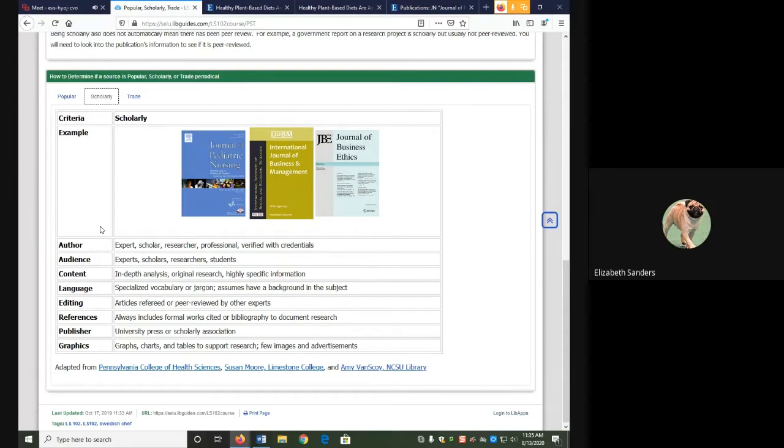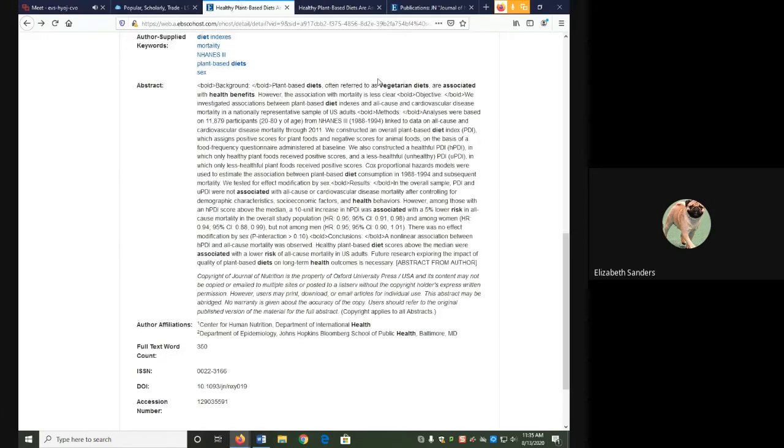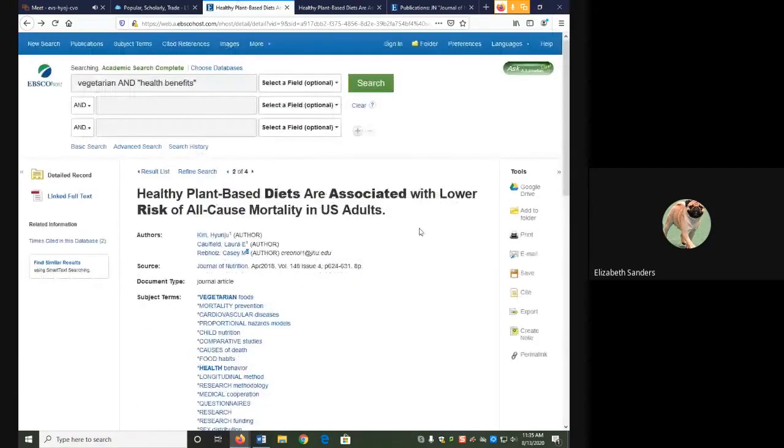engines. To determine if your source is popular or scholarly, we want to instead use the following characteristics: author, audience, content, language, editing, references, publisher, and graphics. For my example, I am using an article that I found in the Academic Search Complete database called Healthy Plant-Based Diets Are Associated with Lower Risk of All-Cause Mortality in U.S. Adults.